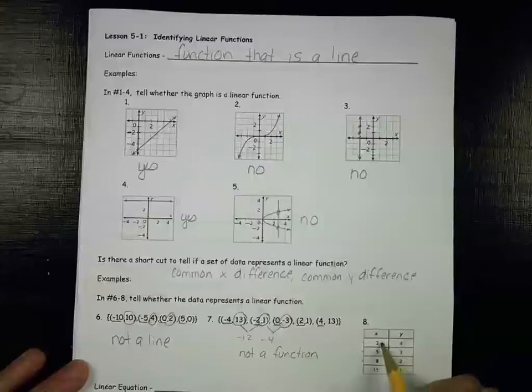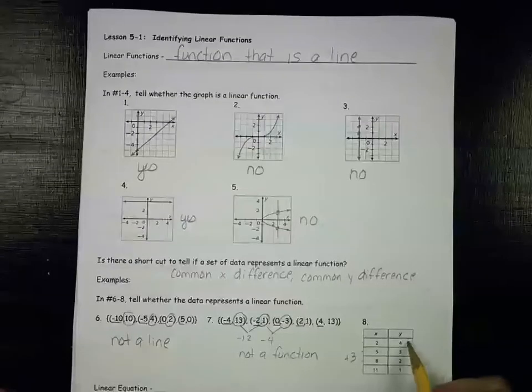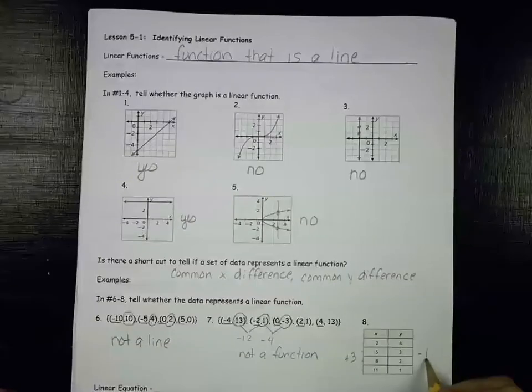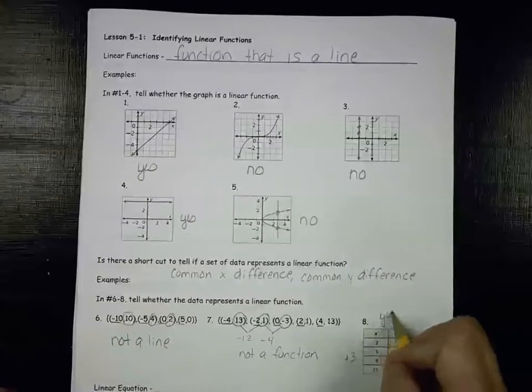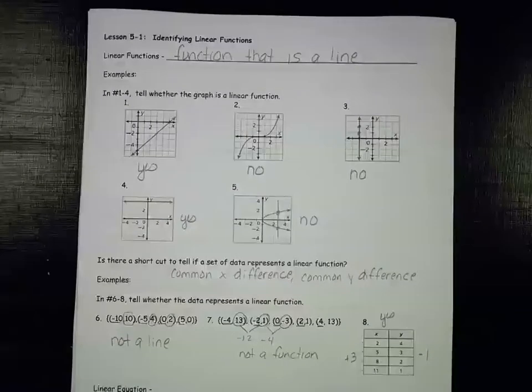And number 8, from 2 to 5 is 3. 5 to 8 is 3. 8 to 11 is 3. 4, 3, 2, 1. You go down by 1 each time. So yes, that one is a function.